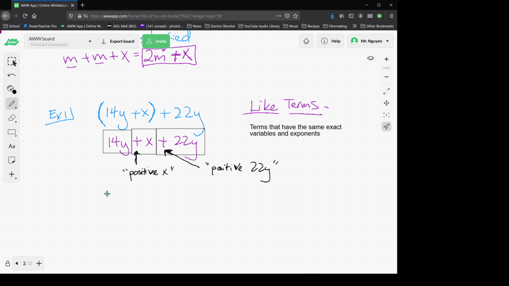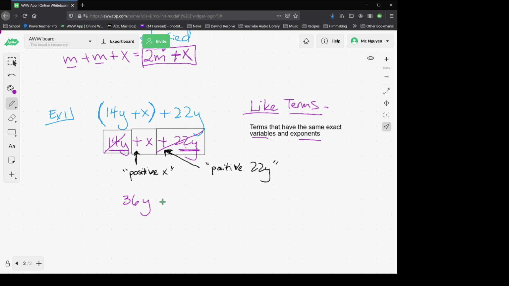Now, the only two that we can add together are 14y and 22y, because they have the same variables, y and y. So if you have 14 plus 22, 14y plus 22y, that gives us 36y. Okay, we just added them together. And we can only add them together because they're like terms, because they have the same variables and exponents. So once you add them together, they're done. The only thing that's left over is x.